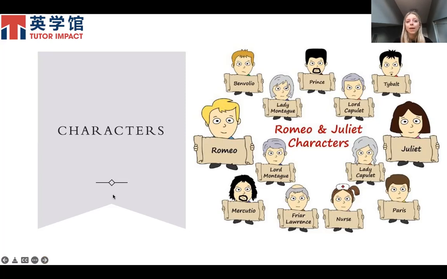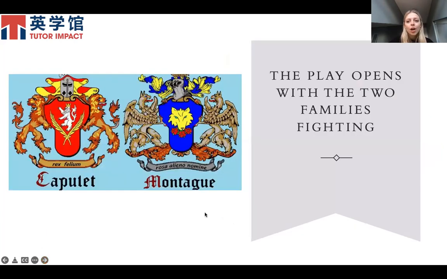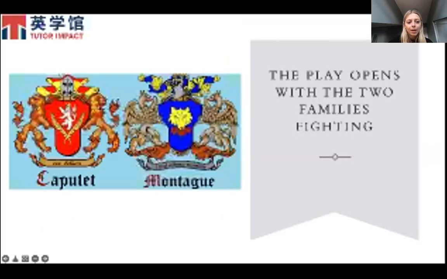Now you know those basic characters, we're now going to go step by step through the main points in the story. Obviously, this is a very brief outline of the actual plot. So if you are interested in the story, I'd really recommend reading online or even trying to go and see it performed live, because it's a really, really interesting story. But I'm just going to give you a rough outline of what happens, a synopsis as such. So the play opens with the two families fighting.